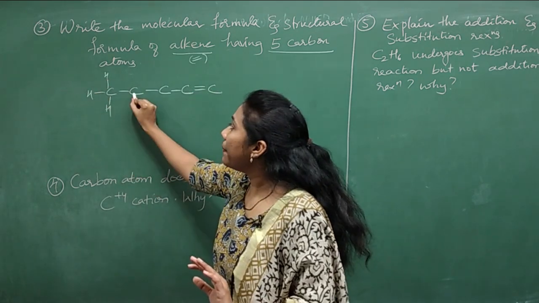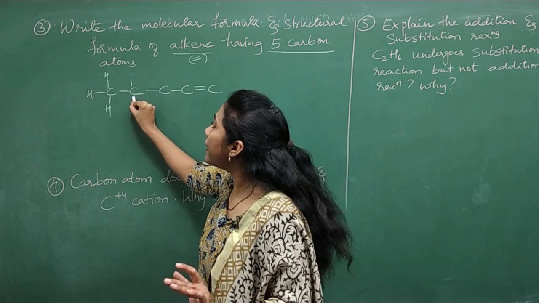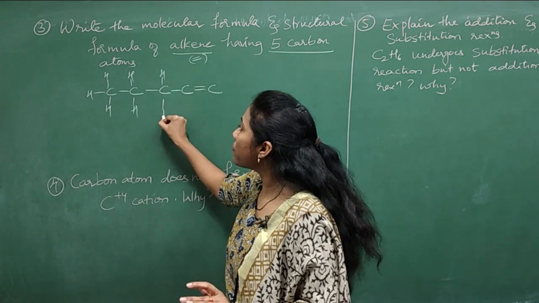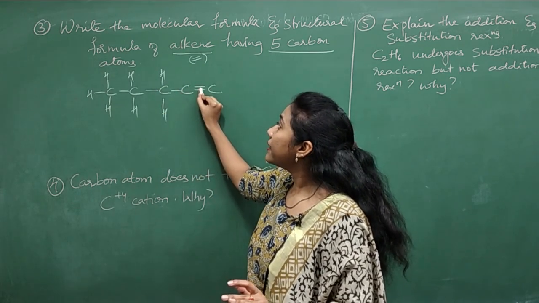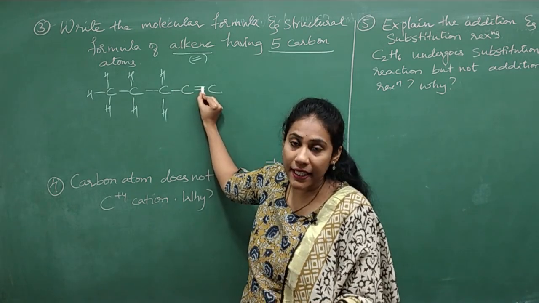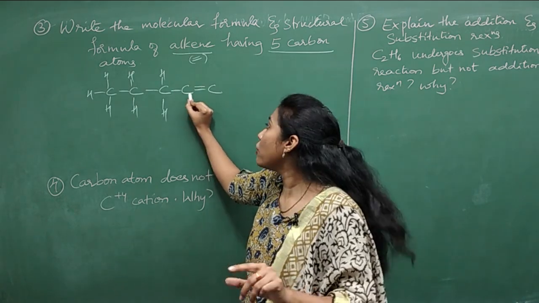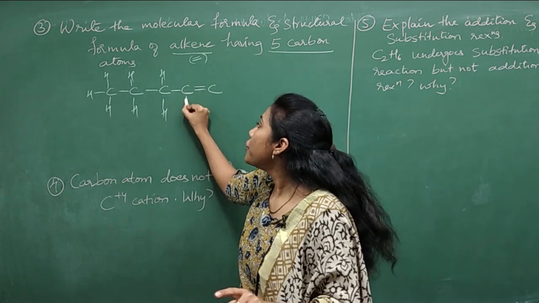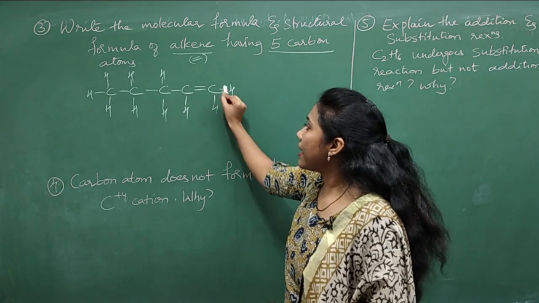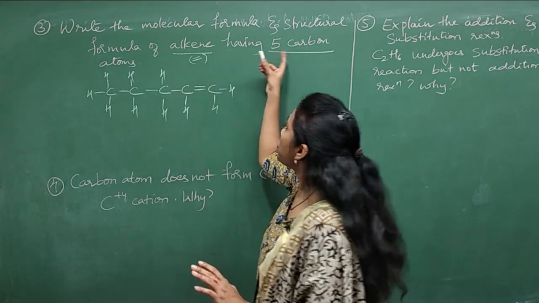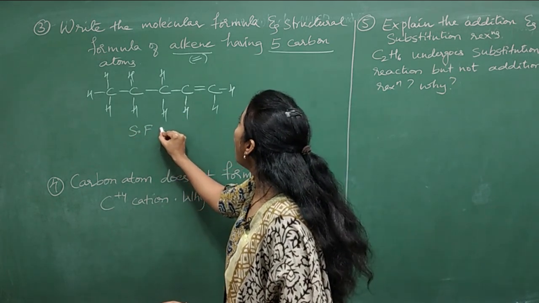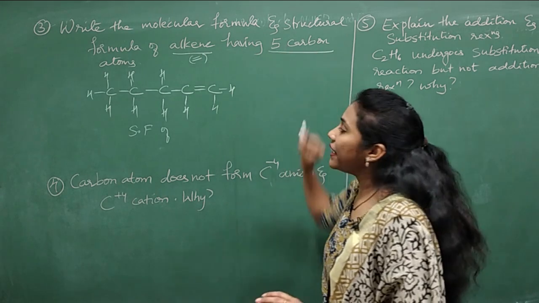That's it. And coming to this carbon, 2 bonds are already there, so 2 more bonds with 2 hydrogens. This carbon also has 2 bonds with 2 hydrogens. And this carbon, 3 bonds are already there around it. This side 1 bond is there, this side 2 bonds are there. 1 bond is required for this carbon, isn't it? So I have put 1 bond. And now 2 bonds for this carbon. Over. This is your structural formula of an alkene having 5 carbon atoms.